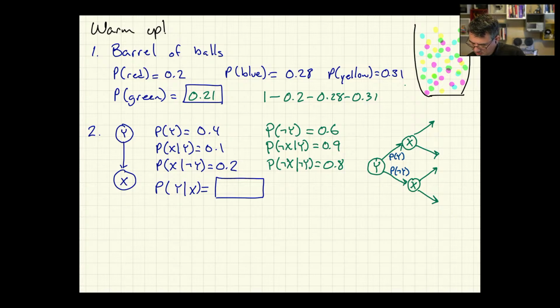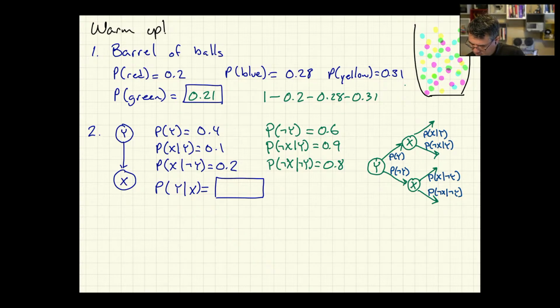And then the very topmost branch is the probability of x given y. And below that is the probability of not x given y. And then down below we have the probability of x given not y, and the probability of not x given not y. So those are our 4 possibilities. And then we'll put in the numbers.